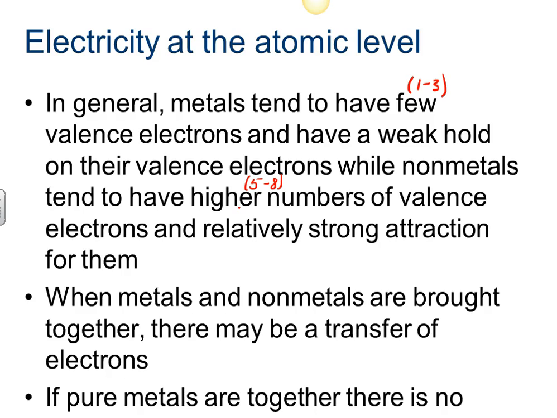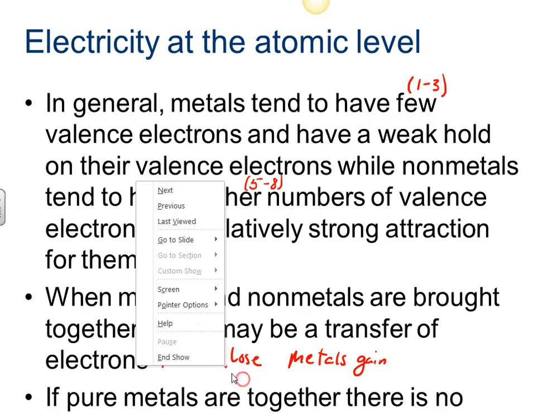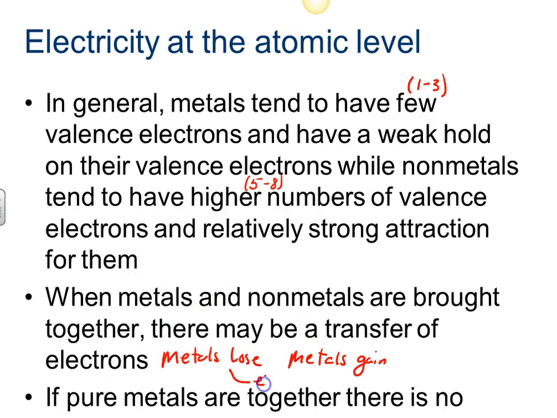So when metals and nonmetals are brought together, there could be a transfer of electrons. So metals would lose electrons because they have weak attraction, and nonmetals would gain. And so we have electrons transferred from metals to nonmetals. Excuse me if I left that non out. And in the process, both the metal and the nonmetal will acquire 8 electrons in their valence level in most cases.